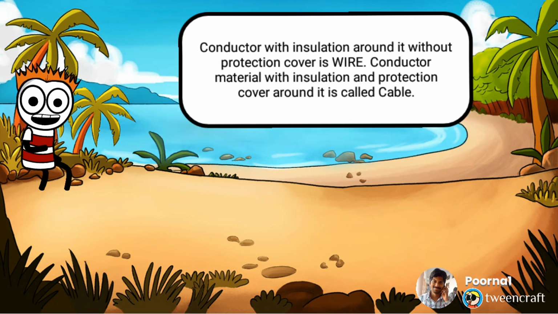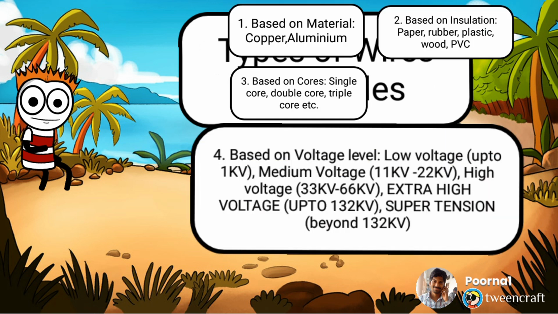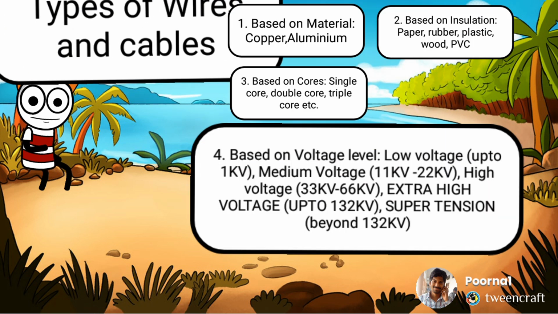The conductor material with insulation is called a wire. The conductor material with insulation and a protective covering around it is called a cable. Types of wires and cables.